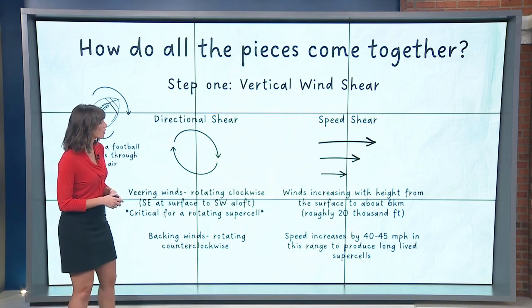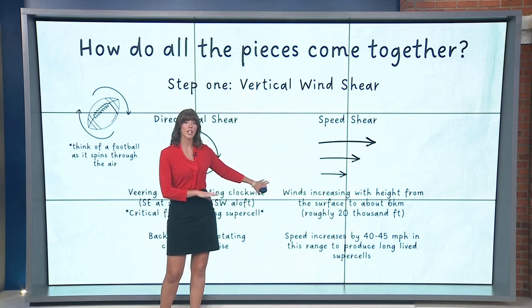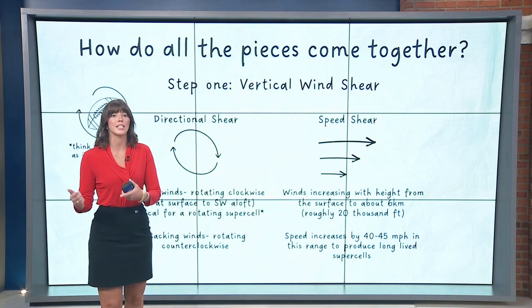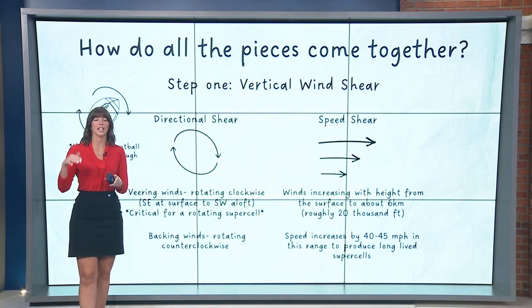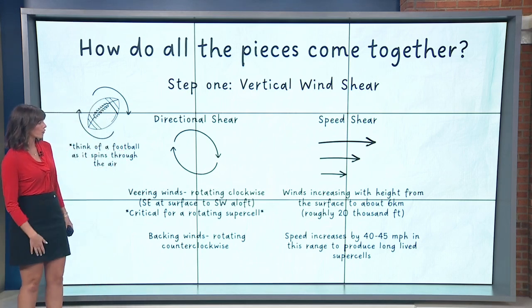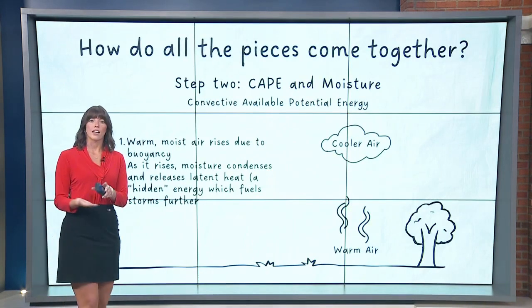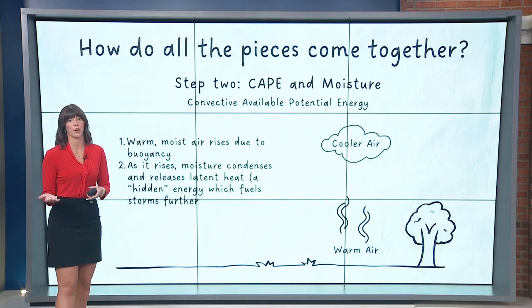And then speed shear, you also want winds increasing with height. So here at the surface, a little bit slower, calmer winds, and then as it moves up into the top of the atmosphere, those winds will continue to increase. Typically, we're looking at the first 10,000 feet above the surface, from where we are at the surface to about 10,000 feet up. That's what we're really looking at when we're going over this directional and speed shear. And you need speed from the surface to 10,000 feet to increase by 40 to 45 miles per hour.